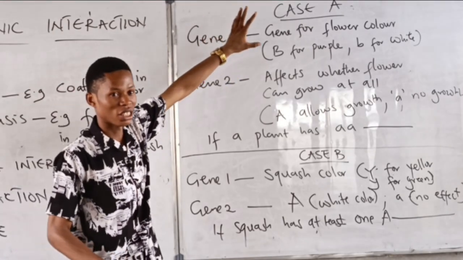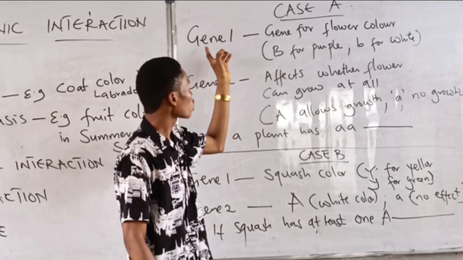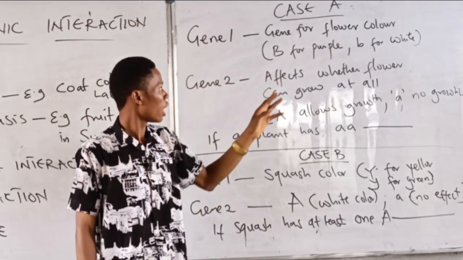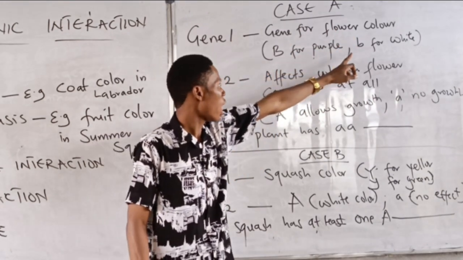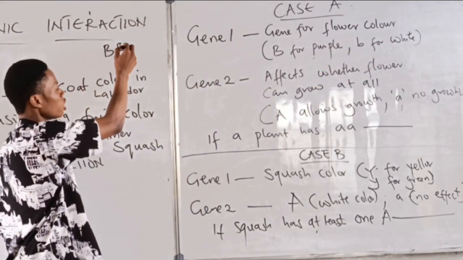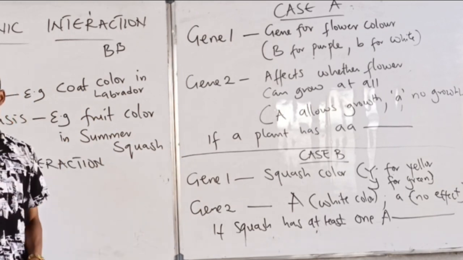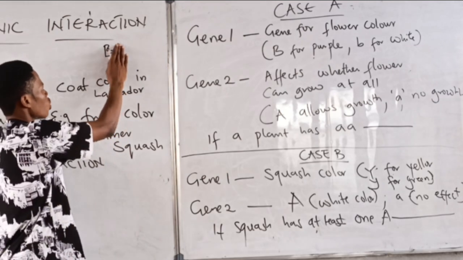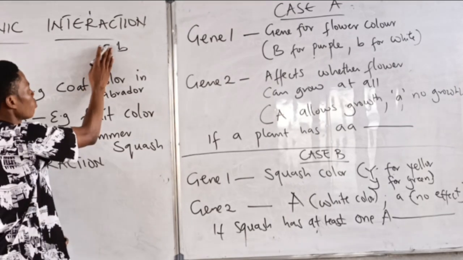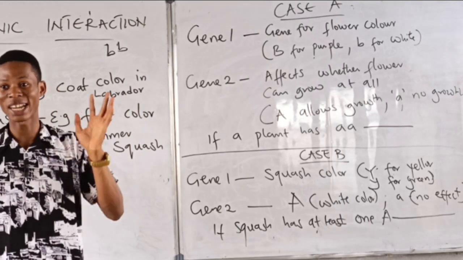Now let's look at this case. We have this plant. This plant has one gene, let's call it gene 1, that codes for flower color, and the capital B here is for purple, and the small b is for white. Now look at this. If the plant has a genotype with a capital B, will this plant normally be purple or white? Purple, right? The dominant. If it is something like this, it will be purple, right? If it is something like this, it will be white. Good. This is a case where there is no interaction.